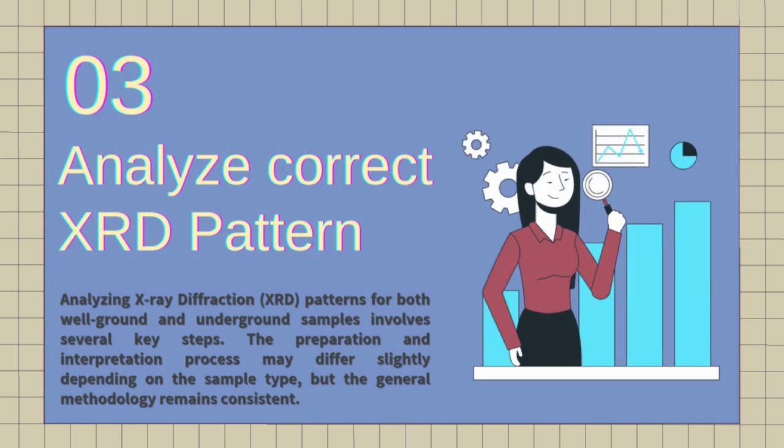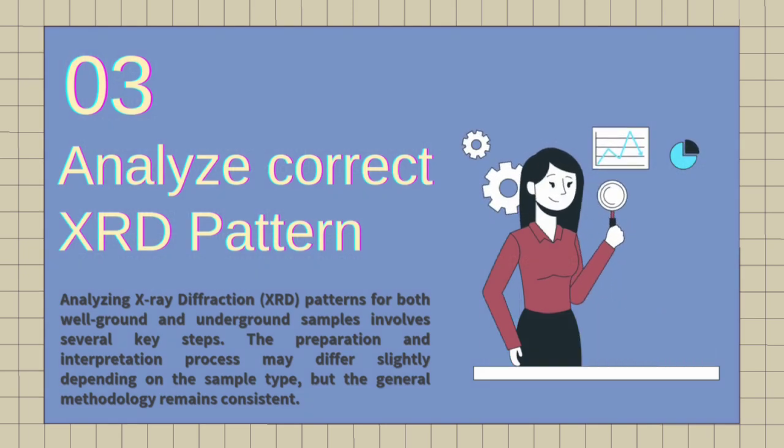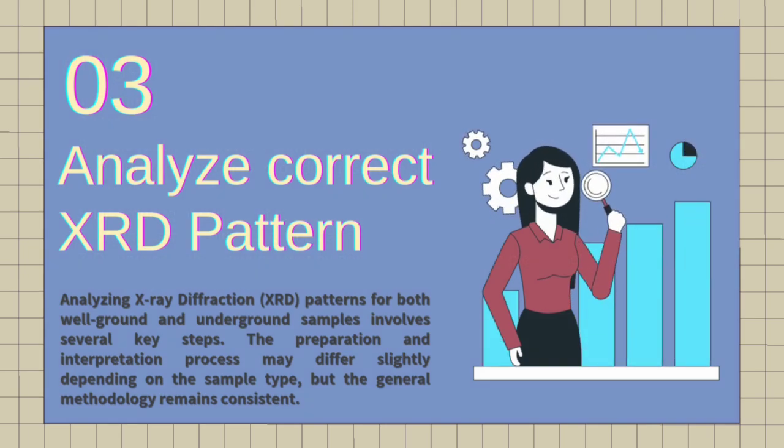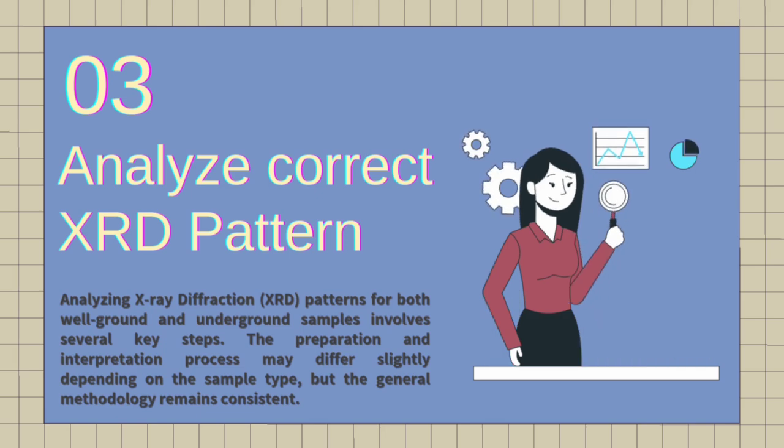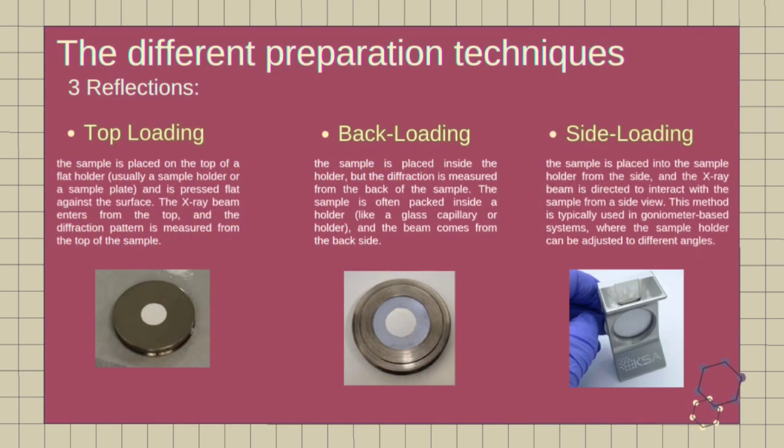Analyzing correct XRD patterns is essential for sample analysis. While the process may vary with sample type, the overall process remains consistent. Three main sample preparation techniques are top-loading, backloading and side-loading.